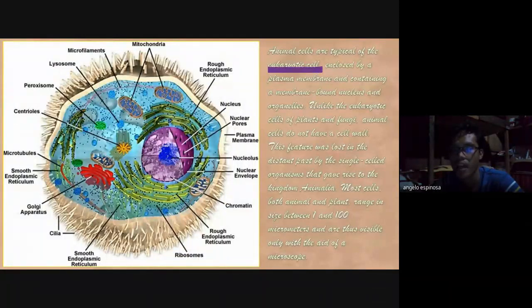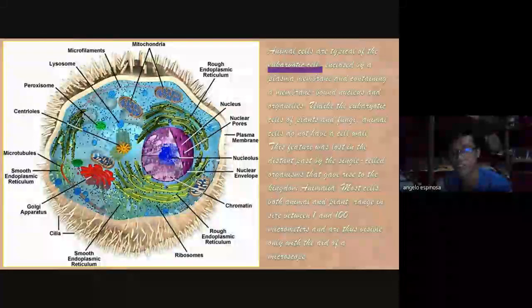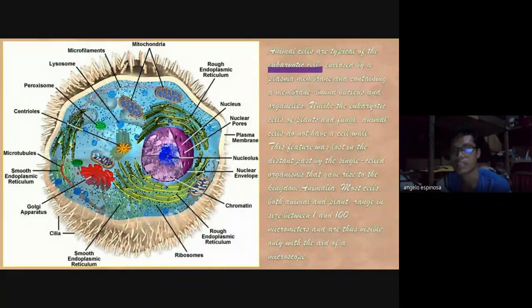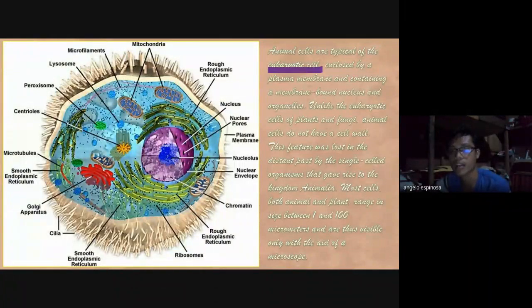They have a plasma membrane. What are the differences? Yun na sinabi ko kanina, containing membrane and bound organelles are the basis for unicellular and multicellular. And we have here, animal cells are typical of the eukaryotic cells, enclosed by a plasma membrane and containing a membrane-bound nucleus and organelles, unlike the eukaryotic cells of plants and fungi.